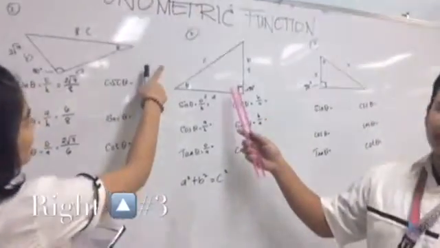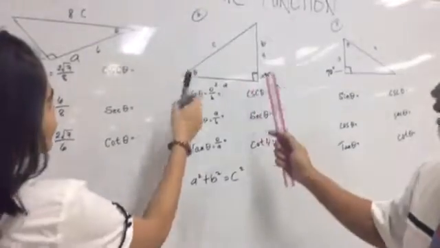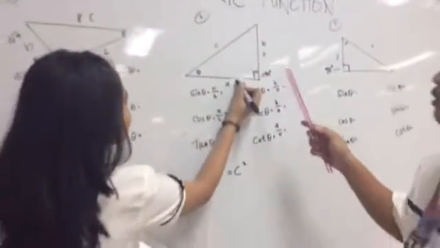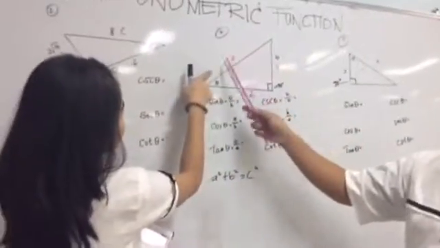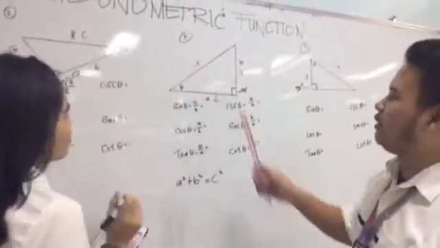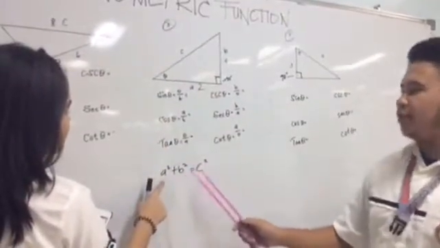This is the right triangle for number 3. The legs of the right triangle measure 2 and 4, and there's no measurement on the hypotenuse of this triangle. So we should find it by the use of the Pythagorean theorem.